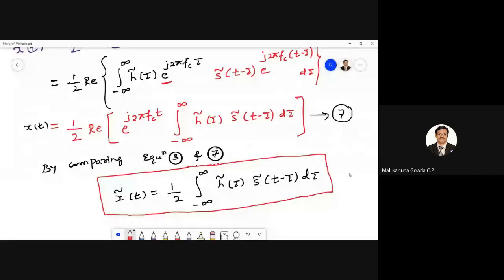And let me call this equation 8. Any questions so far? Any difficulty at any place in finding it and substituting these things? If there are no difficulties, I will move further.